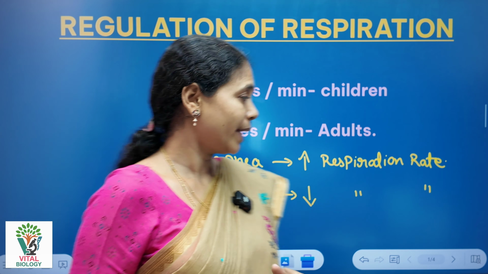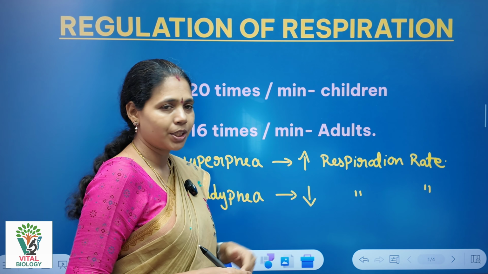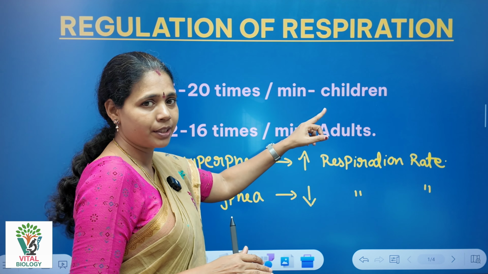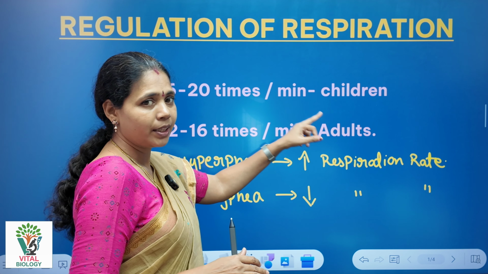This is Padma. In this video, we will study regulation of respiration. As we know, when persons are in a resting phase, their respiration rate is about 12 to 16 times per minute in the case of adults. In children, the respiration rate is 16 to 20 times per minute at the resting phase. That means normally, in comparison, the respiration rate is more in children when compared with adults.